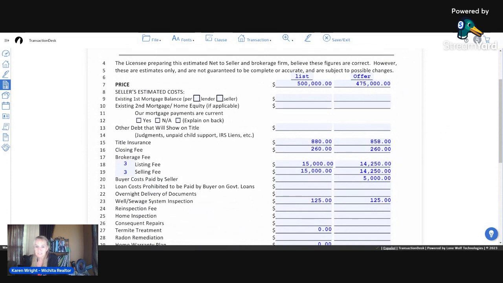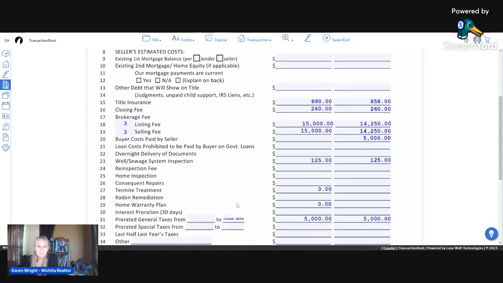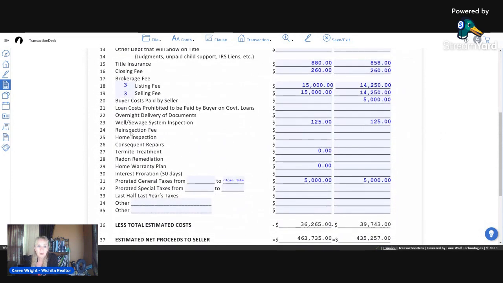Let's pretend this is the city of Wichita. And then here's the other fees. Home inspection, that really falls on the buyer. Consequent repairs, we don't know at this point what repairs we're going to negotiate down the road after the buyer does the inspection. Most likely not as much during this past year and two, with it being a complete seller's dominant market. Termite treatment. Okay, this just changed recently.